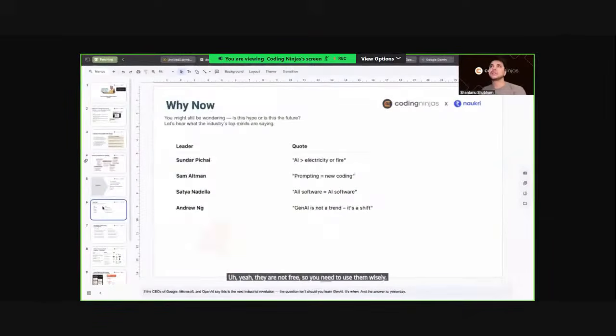Now you might be wondering why right now it's the right time for AI, or is it really a hype, or is this really the future? If the CEOs of Google, Microsoft, and OpenAI say that this is the next industrial revolution, the question at this point isn't if you should learn Gen AI, it's about when. And the answer is yesterday, because so many things have happened that we are not able to catch up. So the sooner you start, the better it gets.